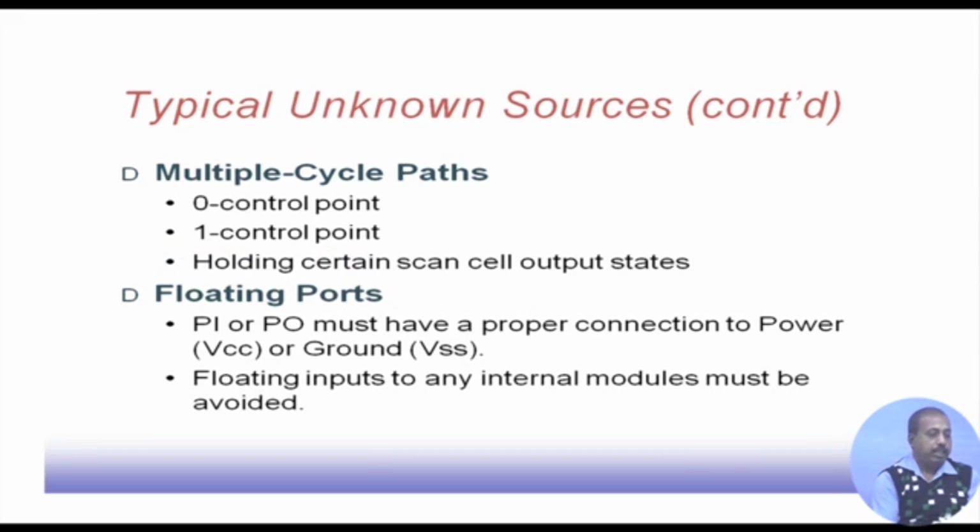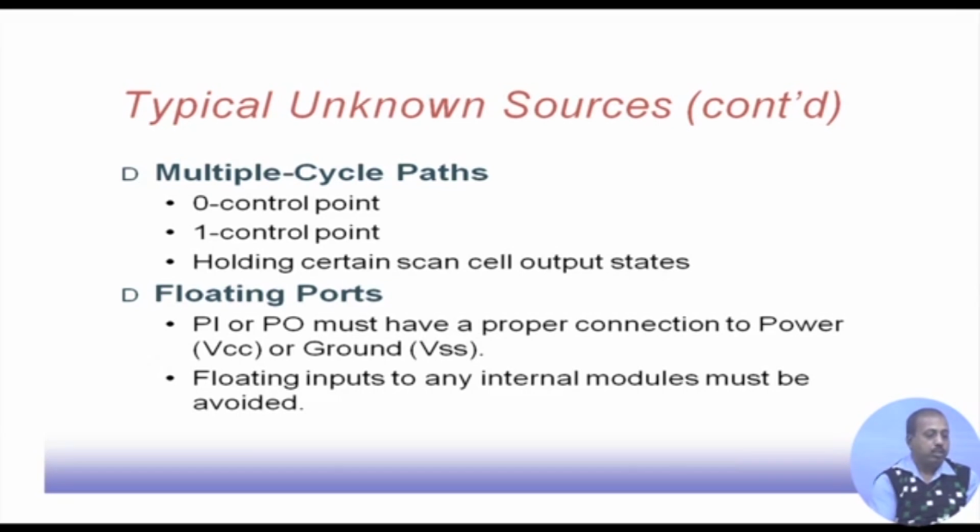Now, there may be multiple cycle paths, where the data is available after multiple cycles. Maybe the delay of the system is such that the combinational logic does not evaluate in one shot. So, if we have multiple cycle paths, the circuit requires multiple cycles to stabilize. We can introduce a 0 control point, a 1 control point, or we can hold certain scan cell output states, so that they do not change their values during this multi cycle operation. That is another way of stopping these unknown sources.